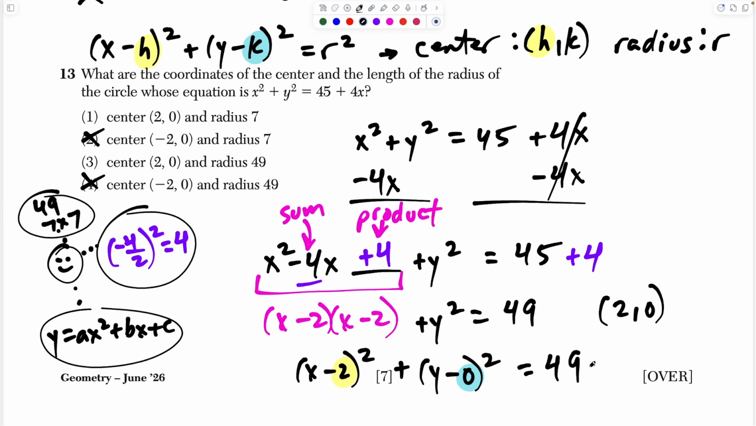And then the radius here, be careful, is not 49. The equation says that the number on the right is r squared. So r squared equals 49. If I take the square root of this, r is equal to 7. Okay, so choice 1 would be our answer.